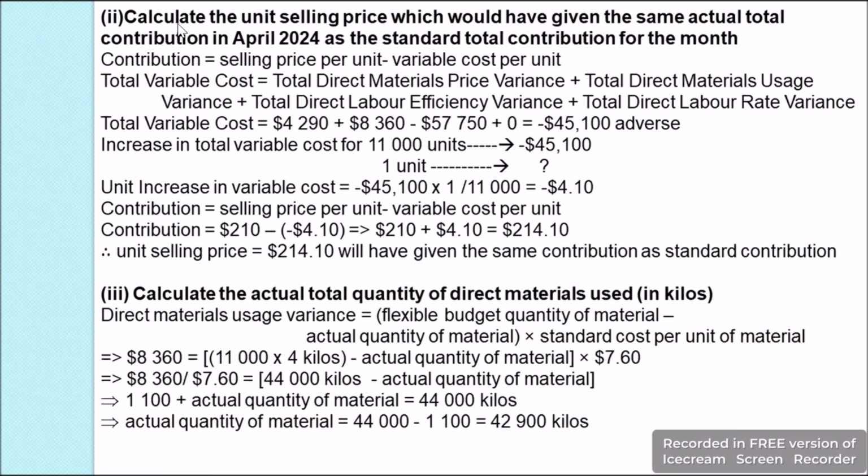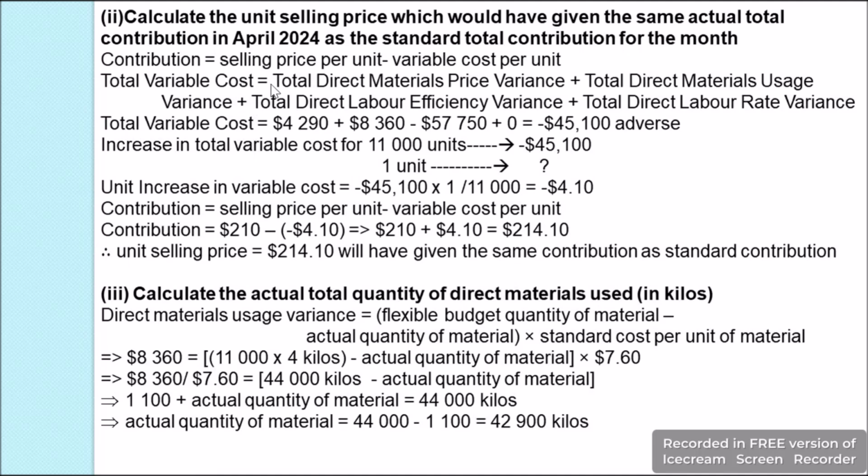In the second bit of the question, we are asked to calculate the unit selling price which would have given the same actual total contribution in April 2024 as the standard total contribution for the month. So we know for contribution we have a formula, which is equal to selling price per unit minus the variable cost per unit. Variable cost is the cost which varies with the production, and for this we take the material cost as well as the direct labor cost to find the variable cost. So for this, let's see what information we have.